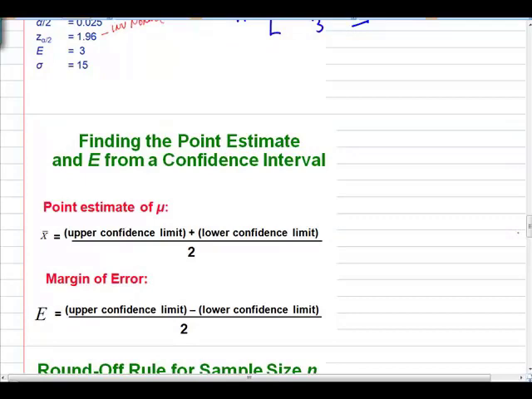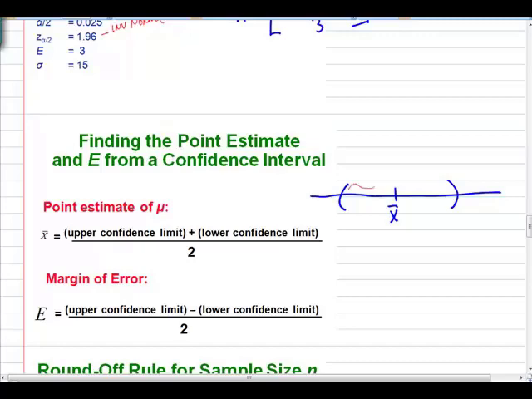Finding the point estimate and error from the confidence interval. This is exactly like what we did before for the p-hat. Now we're doing this for x bar. In order to find the point estimate of the mean, we would use our upper confidence limit plus our lower confidence limit and divide it by 2. Because remember, on this confidence interval here, if this were a number line, we would have our point estimate right smack dab in the middle.